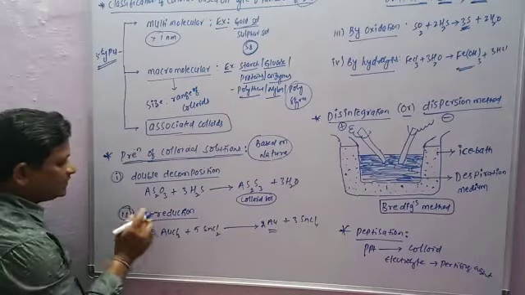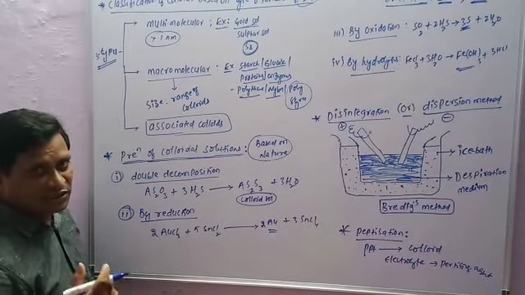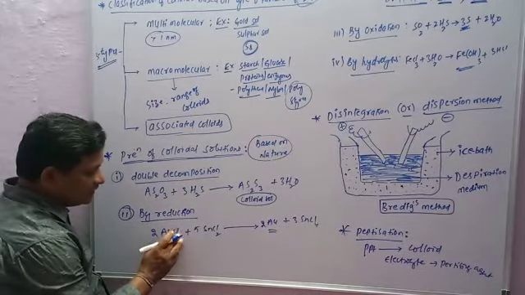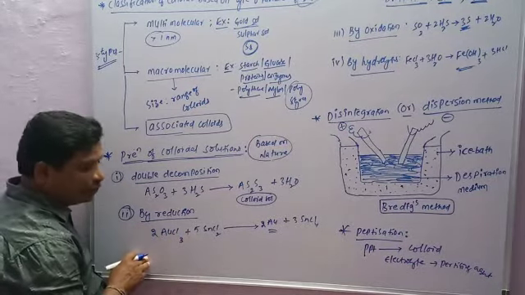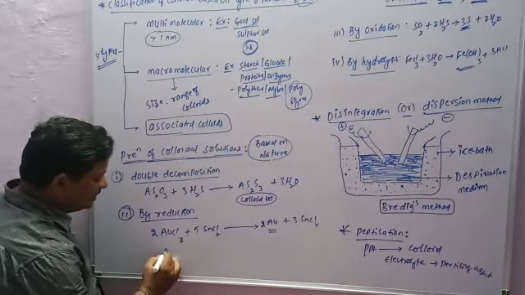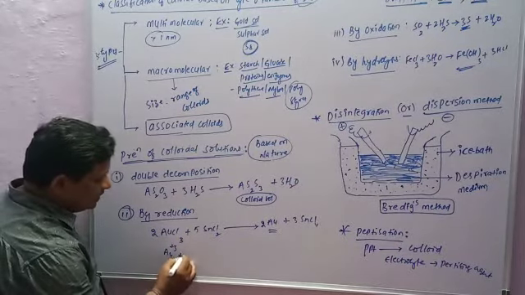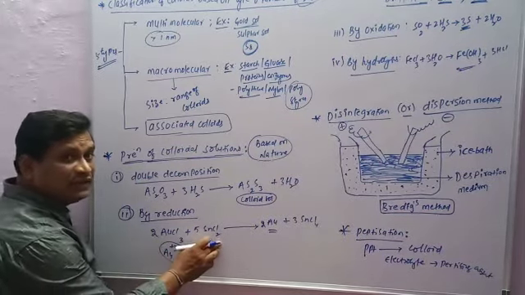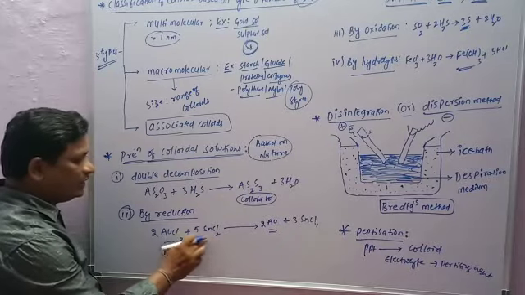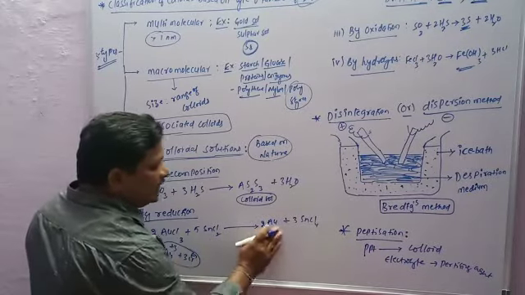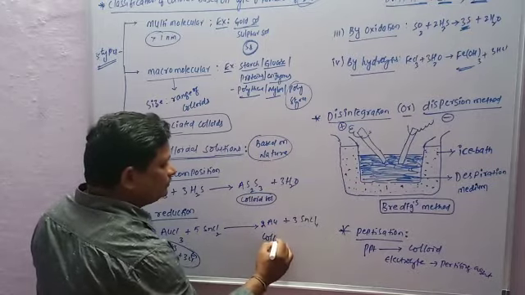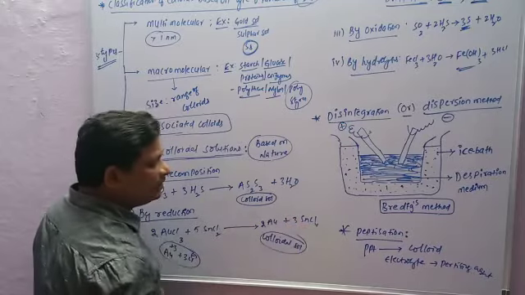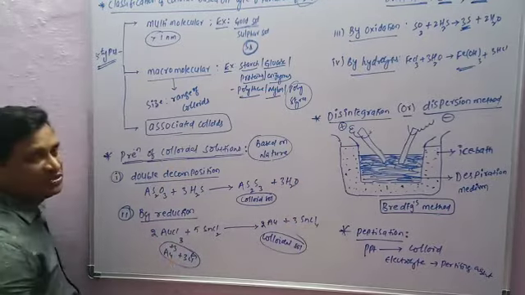Second one is reduction. Wherein auric chloride, AuCl3, that is Au3+ and 3Cl-, is treated with tin chloride, SnCl2. It gives Au, which is the colloidal sol, and tin tetrachloride. So it is the reduction process.